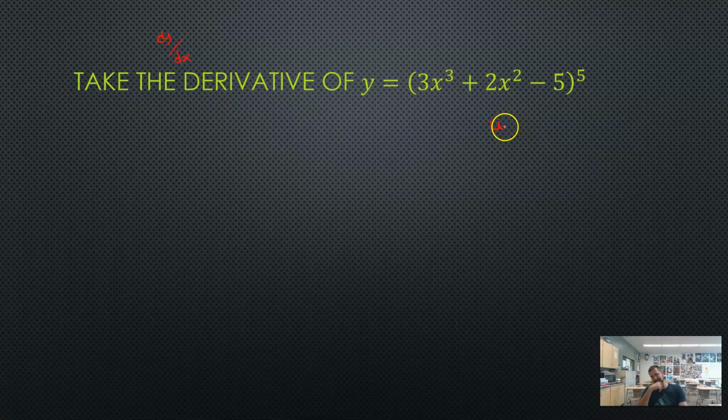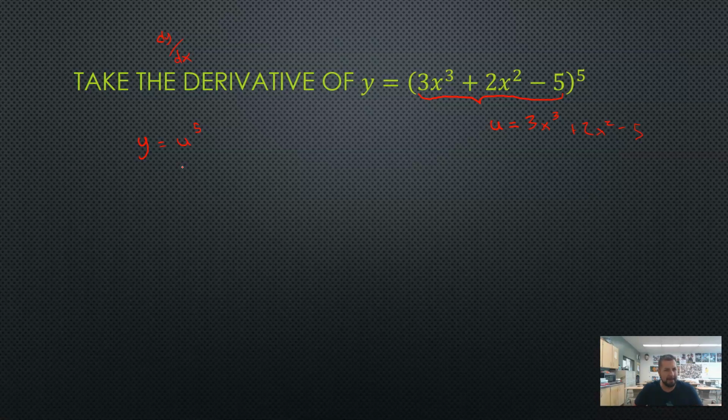Now, if I have this equation right here, I don't know how to take the derivative of it, or I do, but it would take a really long time. But let's say I wanted u to equal this inside of the parentheses part. Okay? So let's say I let u equal 3x to the third plus 2x squared minus 5. Now again, I don't know why you would think to do this initially. I'm kind of showing you the process of where this comes from. But if I had that equal my u, then I would have y is equal to u to the 5th.